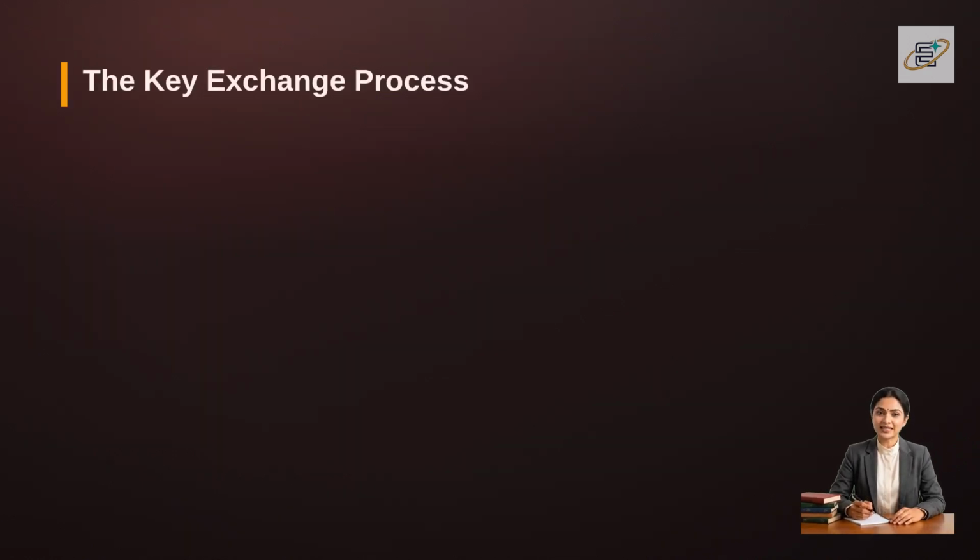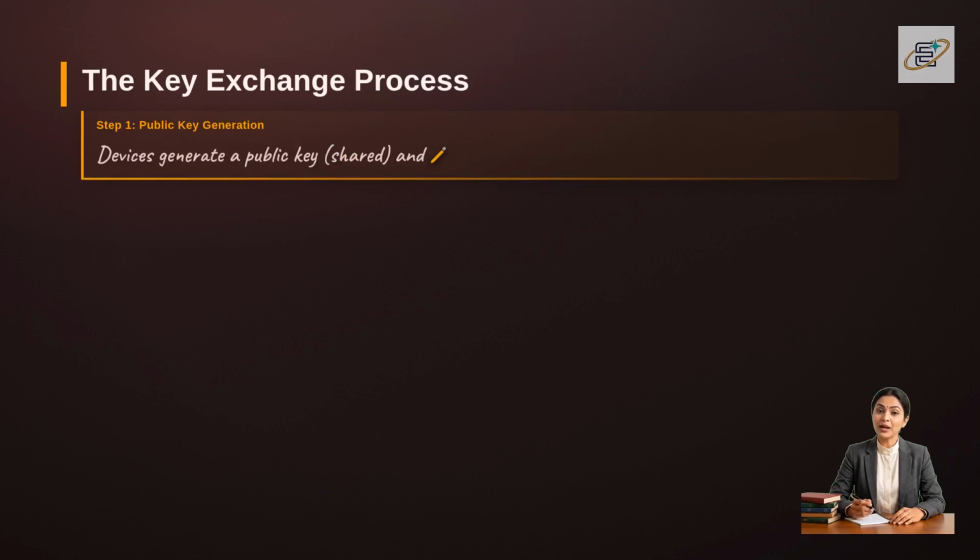Let's break down exactly how this encryption works in plain English. It relies on a concept called public key cryptography. First, we have public key generation. When you install WhatsApp, your device automatically generates two mathematical keys. There is a public key that anyone can see, and a private key that never leaves your phone.